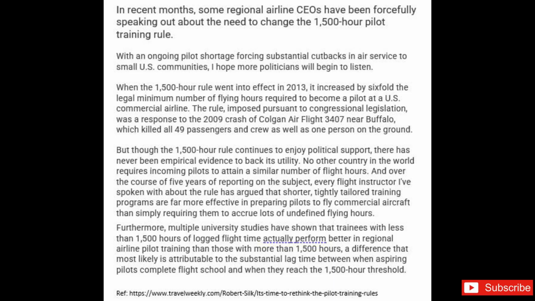And the reason that number is 1,500 hours is because of the crash in 2009 of Flight 3407 near Buffalo, which killed about 49 passengers. In 2013 they changed that rule. Now it looks like they're trying to change it back. So regional airlines, I guess, are finding it hard to find pilots with the minimum of 1,500 hours.